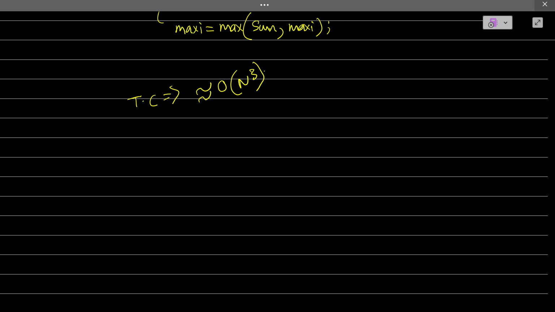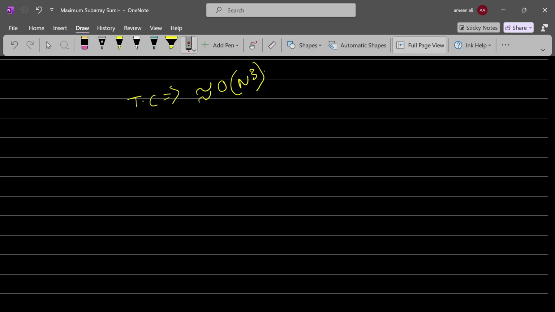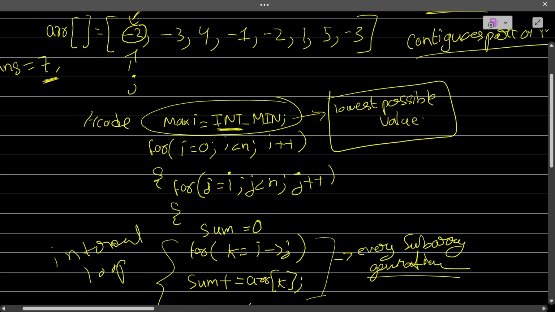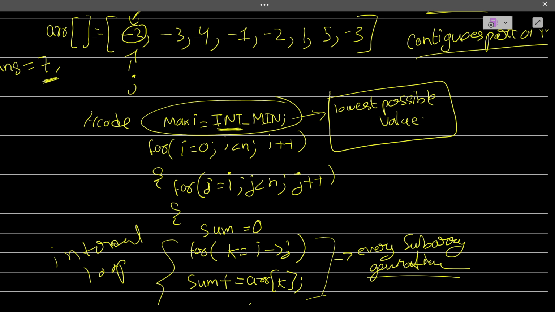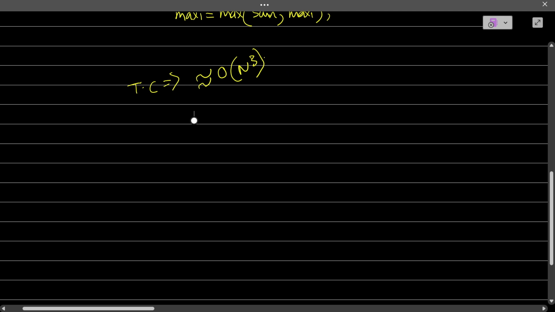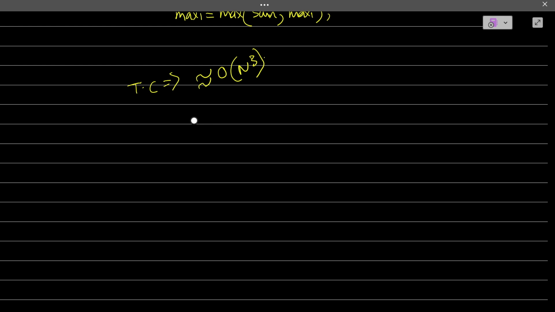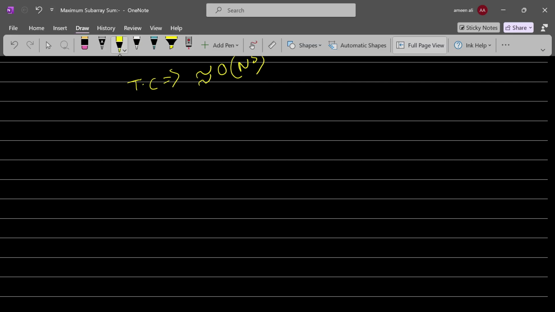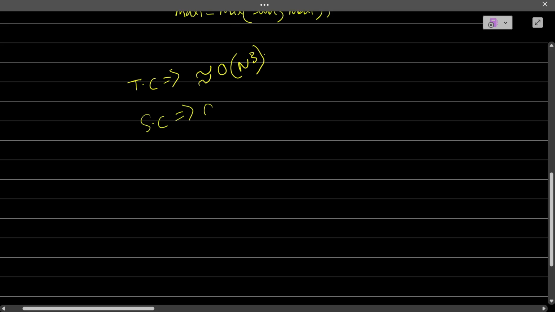Near about n cube because when I is running, j doesn't go all the way to n, to the end of the array, every time. For that, the time complexity will be nearly big O of n cube, and the space complexity will be big O of 1.